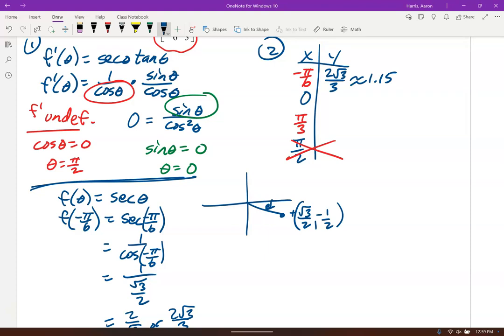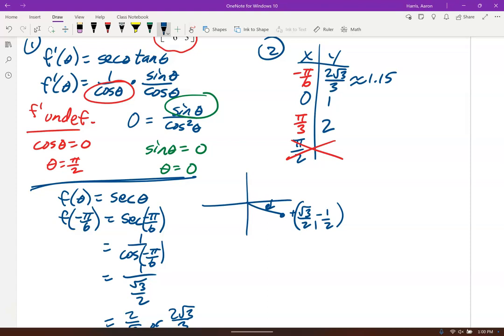Then we'll do that for 0. Well, that's 1 over the cosine of 0. The cosine of 0 is 1, so that's 1 over 1. And then we'll do that for pi thirds. We get 1 over the cosine of pi thirds, which is a half. So 1 over 1/2 is 2. Right.